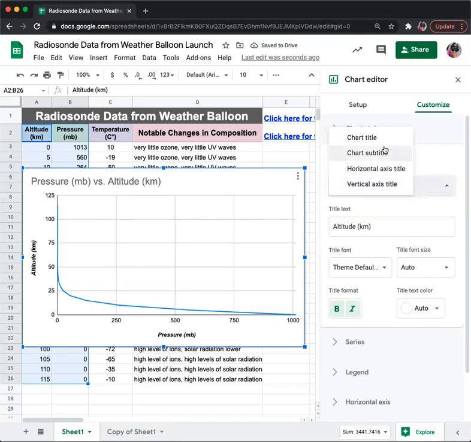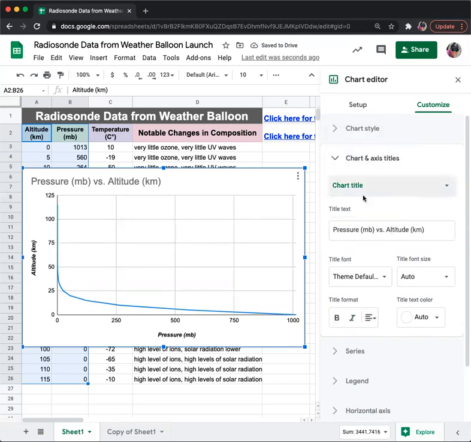Now I'm definitely going to go to my chart title. My chart title isn't terrible. It says pressure in millibars versus altitude in kilometers. And that's right, but that's not really descriptive enough for anybody reading my graph to really understand what is in there, right? So I'm going to change my chart title to pressure change with altitude in Earth's atmosphere.